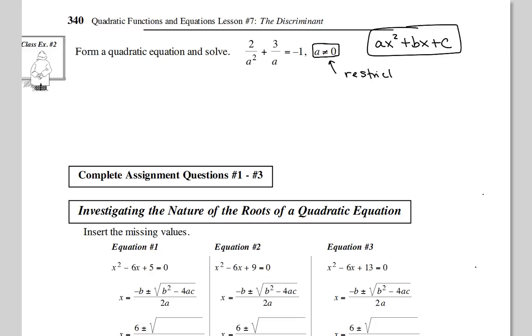So I guess this is fair. This is a domain restriction. But the idea here is you don't have this form. So what would you multiply everything by to make it that form?